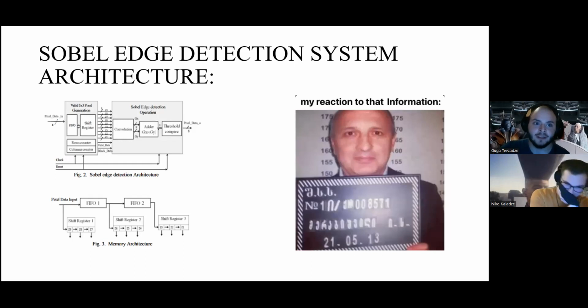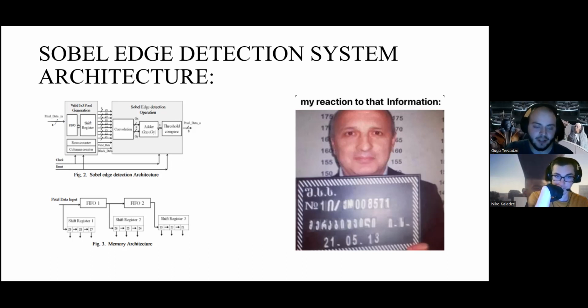Moving on to the next part, Sobel edge detection system architecture. As you can see on this slide, we have two figures here. Figure 2 shows the Sobel edge detection architecture. When pixel data in goes in, it goes through FIFOs to shift registers, and then from the shift registers it goes to Sobel edge detection, which basically has convolution, addition, and threshold comparison.